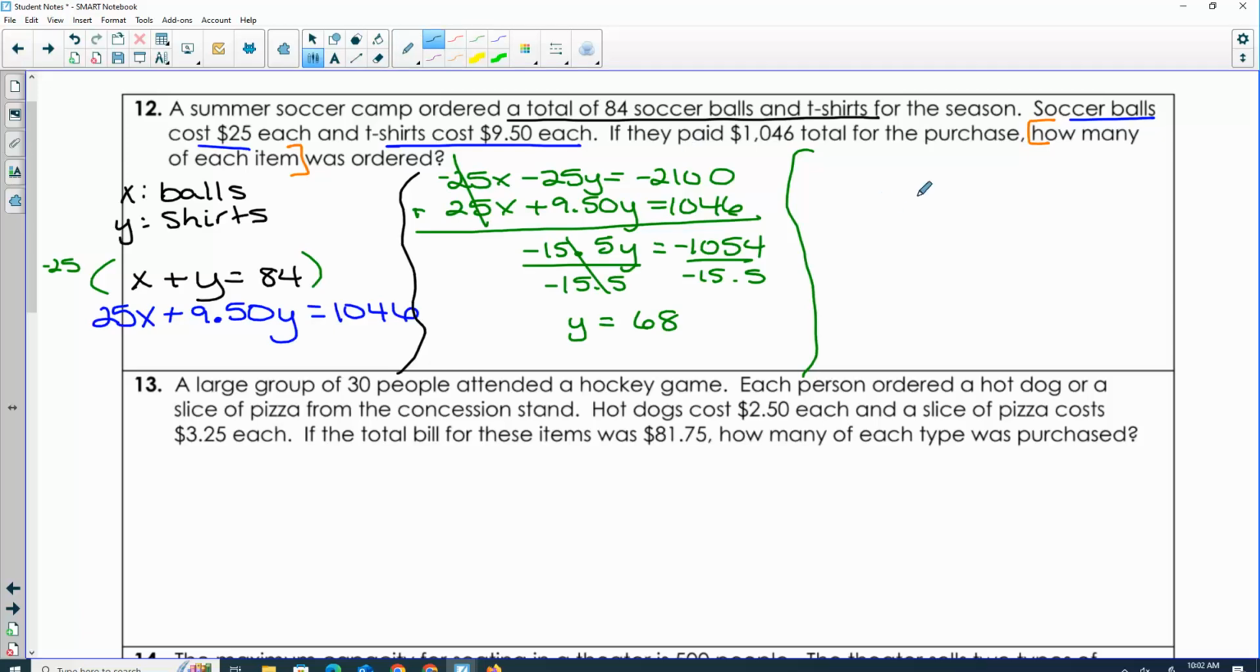Once you have y, we go back and we plug it into one of the originals. So I usually just go with the first one. So x plus the y, which is 68, equals 84. Subtract 68.